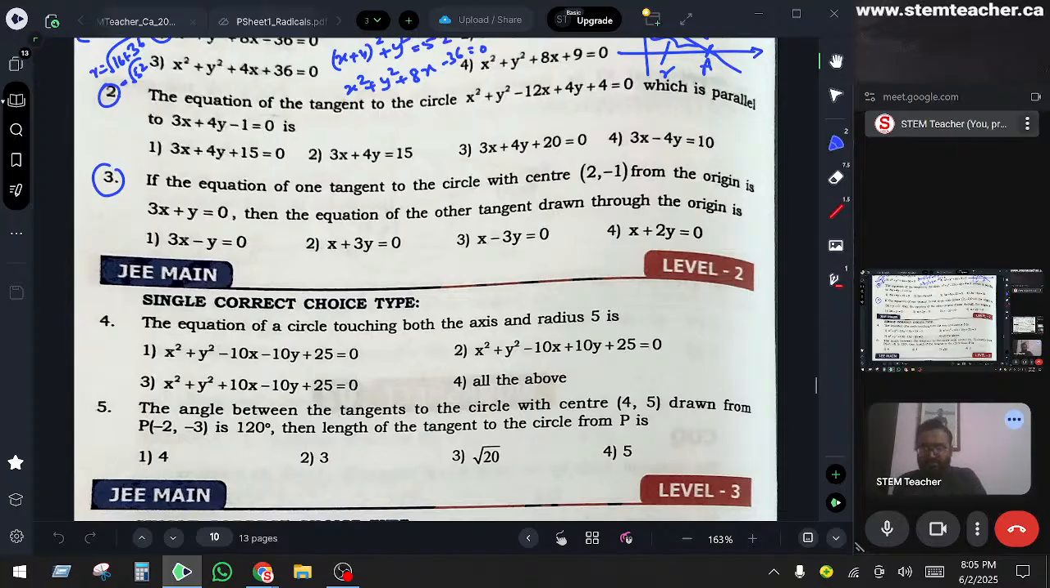Okay. The equation of one tangent to the circle with center with origin is, then equation of other tangent drawn through the origin. So quality question. Let's have a note.